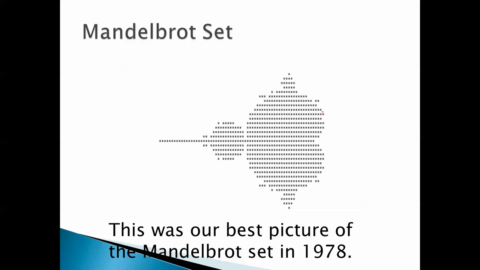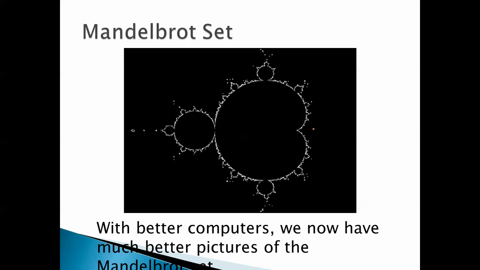This was our best picture of the Mandelbrot set in 1978. And 0.1 plus 0.2i, I'm not sure where it is. It's probably somewhere about over here. But anyway, you graph all the points in the Mandelbrot set, that's what you get. The computers in 1978 were not very sophisticated. With better computers, we now have much better pictures of the Mandelbrot set. So here's an even better shot of the Mandelbrot set.